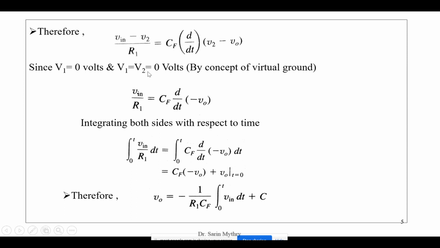Now you substitute V2 equal to 0 in this particular equation. If you substitute V2 equal to 0 on both sides, after substitution you are going to get Vin by R1 is equal to Cf d by dt, that is equal to minus V naught. If you apply the integration on both the sides, you will be getting these equations.